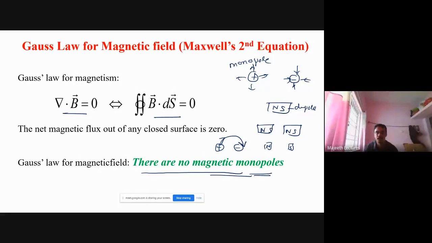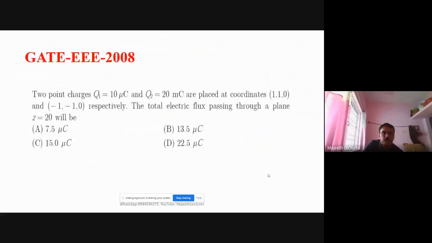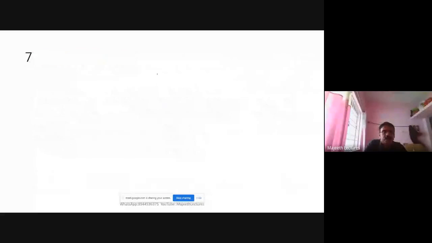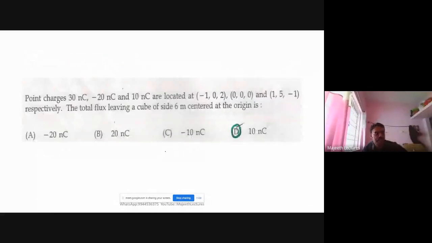Very important. Right? So here you see they asked one beautiful question on Gauss law. Okay, this is easy. I will give some other question. This is a wonderful question. Since I have no time, I run fast. Here you see 30 nanocoulomb, 20 nanocoulomb, and 10 nanocoulomb are located at these 3 points. What is the total flux leaving a cube of side 6 meter? So flux leaving means it is Gauss law. So cube of side is 6 meter. First we draw that.